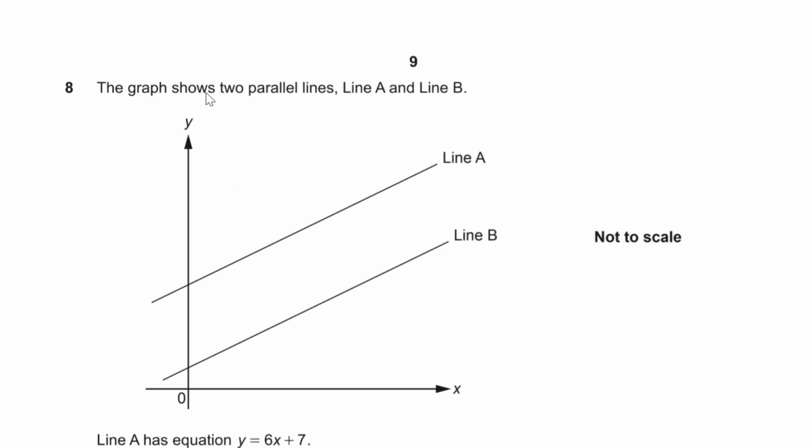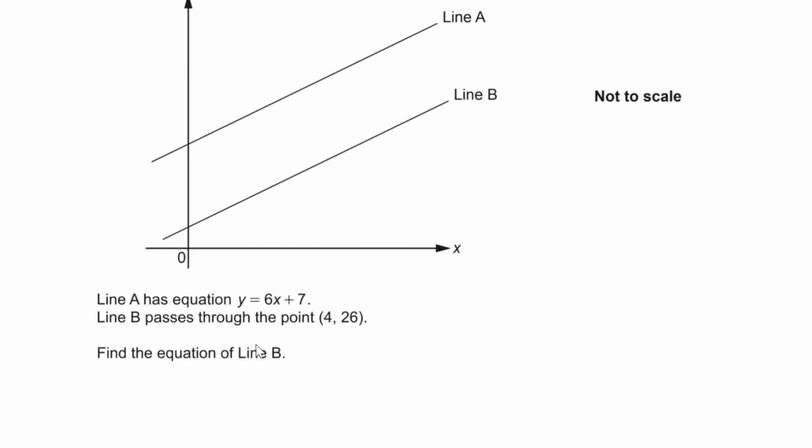Question number 8. The graph shows 2 parallel lines, line A and line B. Line A has equation y equals 6x plus 7, and line B passes through the point (4, 26), and we have to find the equation of line B.